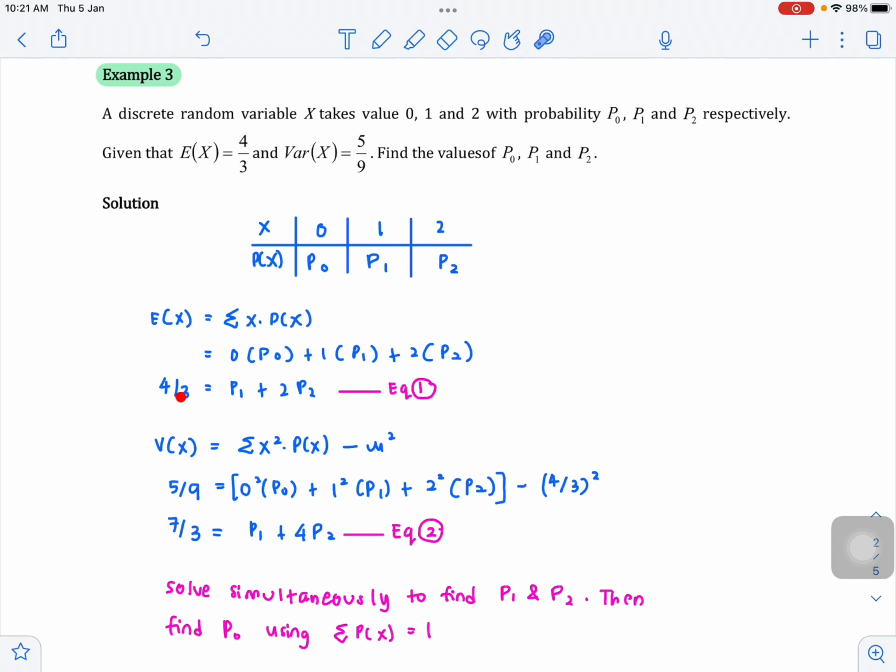This is given. So 0 times P0 is 0, 1 times P1 is P1, 2 times P2 is 2P2. Let's denote this as our equation number 1, because you have 2 unknowns here.